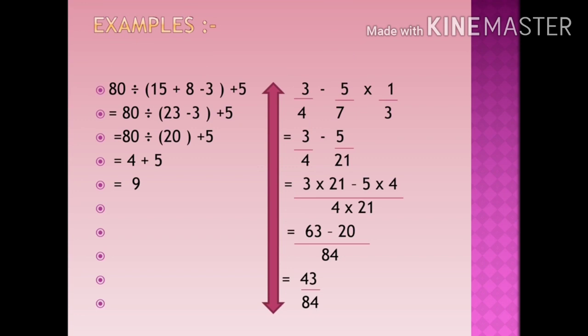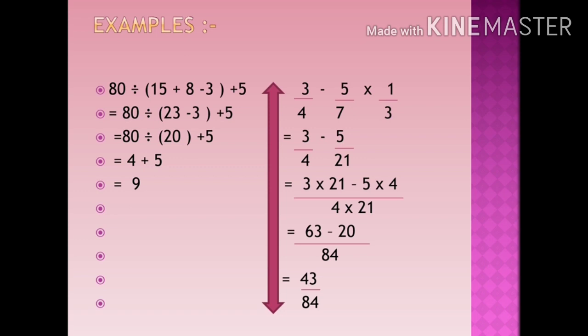Let's see some examples. Now first example, 80 divided by, in the bracket, 15 plus 8 minus 3, bracket complete, plus 5. 15 plus 8 becomes 23. So 80 divided by 23 minus 3, plus 5. 80 divided by 20 plus 5. 80 divided by 20 we get 4. 4 plus 5 is equal to 9.